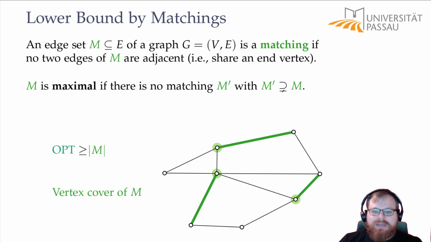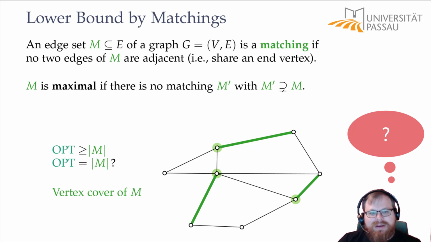But is that maybe already our solution? Is this also an upper bound? Maybe the size of a maximal matching is exactly the size of a minimal vertex cover. Well, since I already told you in the beginning that finding a minimal vertex cover is NP hard, and finding a maximal matching is polynomially solvable, this is obviously not the case. But can you find an example where the size of a maximal matching is really smaller than the size of a minimum vertex cover?